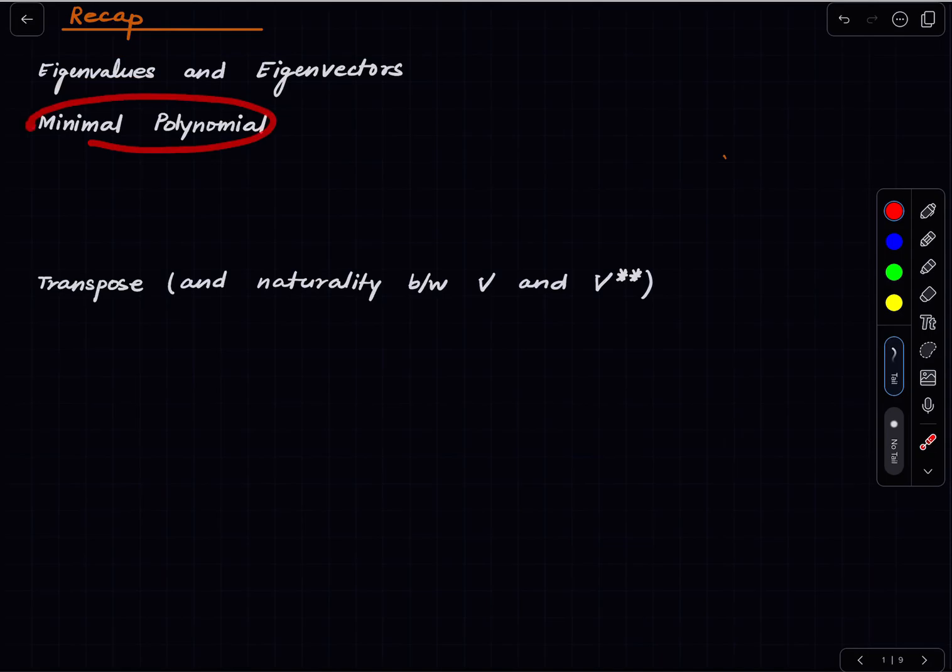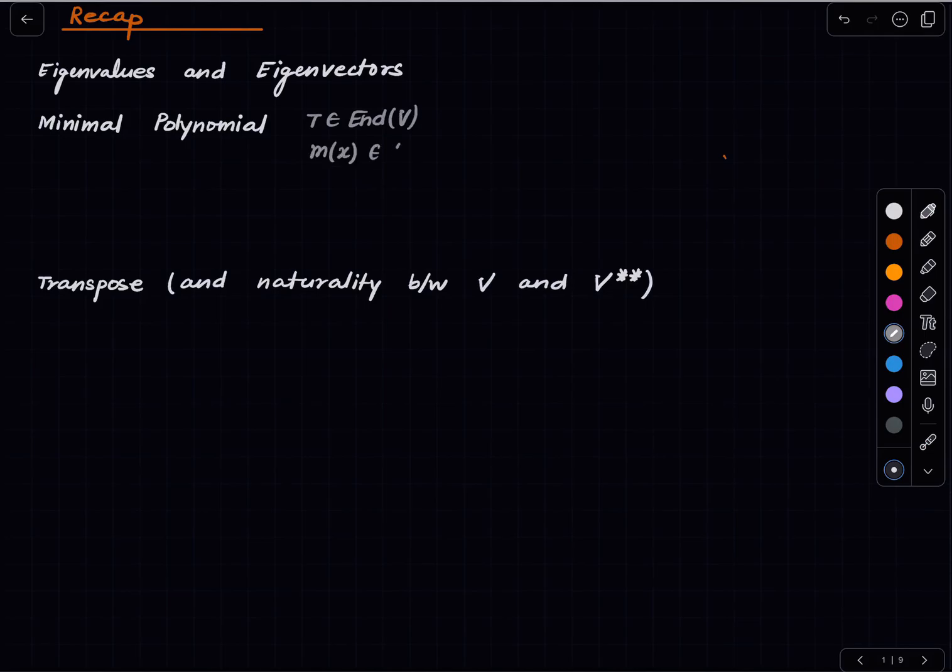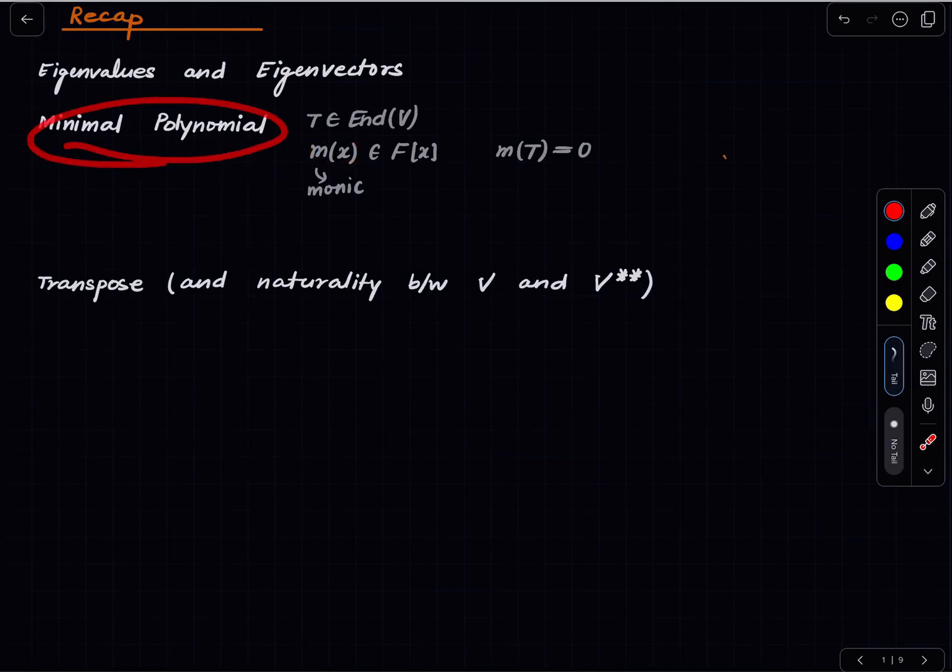Let us briefly recall what is the definition of the minimal polynomial. The minimal polynomial of an endomorphism T is the smallest degree monic polynomial. So this is a monic polynomial of smallest degree which is satisfied by T. We showed that it is unique, so the use of the definite article is sanctioned. So that's the minimal polynomial. It exists. Most importantly, it exists.